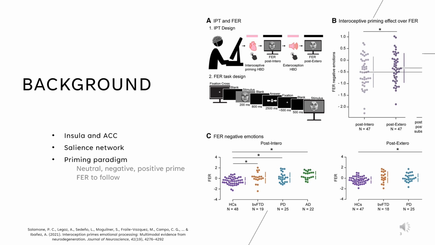A priming paradigm is utilized in many studies to evaluate how priming occurs in the brain. Participants are asked to evaluate or respond to a stimulus that is followed by a neutral, negative, or positive prime. For this study, the interoceptive priming task consisted of first a priming phase that included counterbalanced interoceptive and control exteroceptive conditions, and then a facial emotional recognition phase after each priming condition.